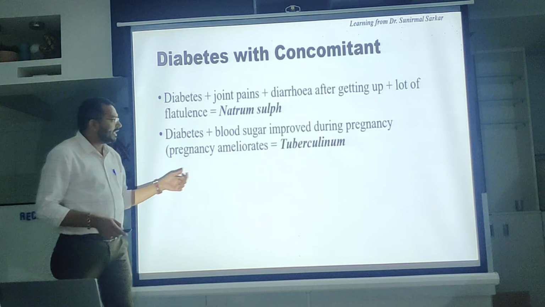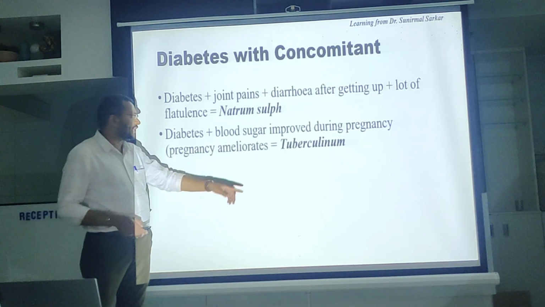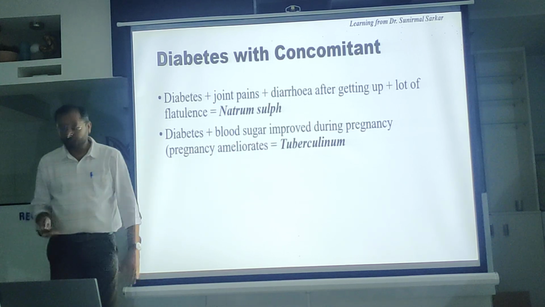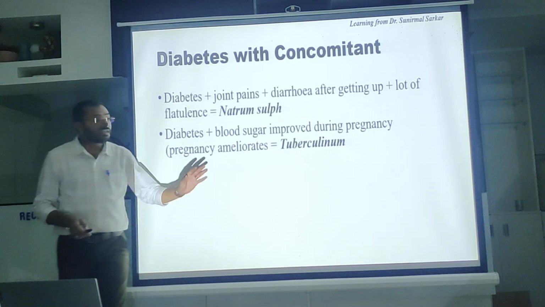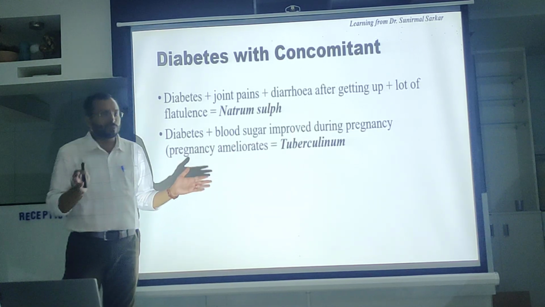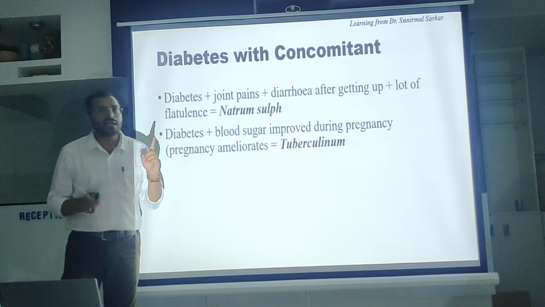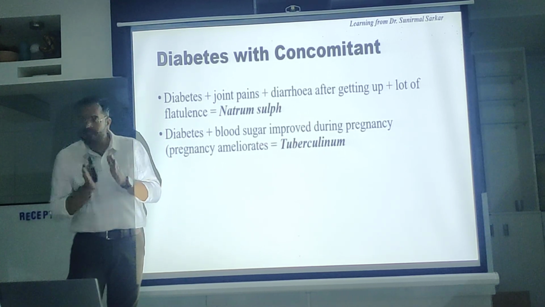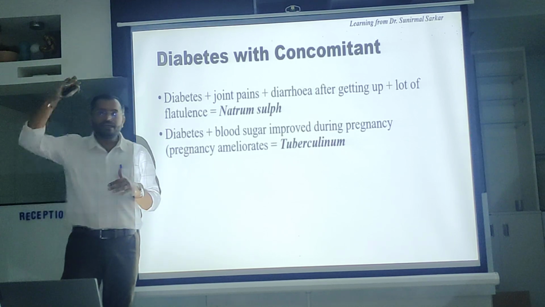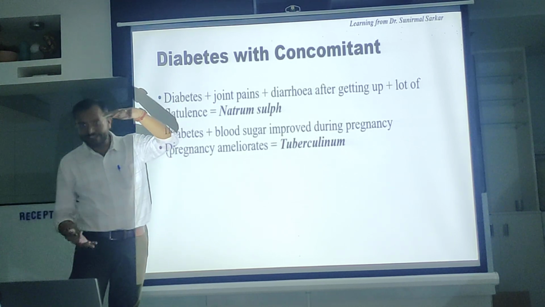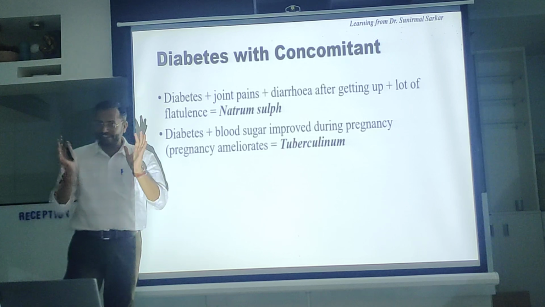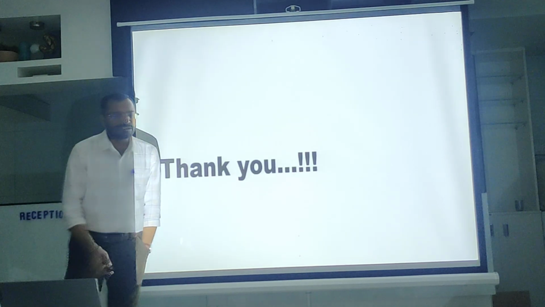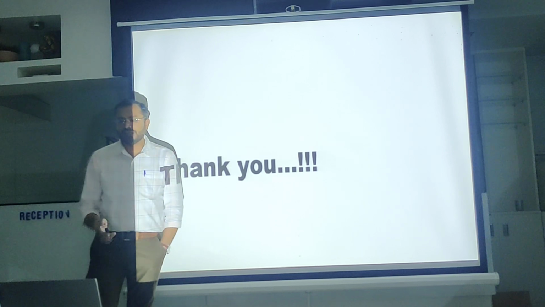Diabetes, blood sugar improved during pregnancy, pregnancy ameliorates: Tuberculinum is the remedy. So these are the different versions of the diabetic approach. Not a single diabetic approach will work in each and every case. So you need to probe either this way, or this way, or this way. Everywhere you can get the rubrics and the things. So that completes diabetes.